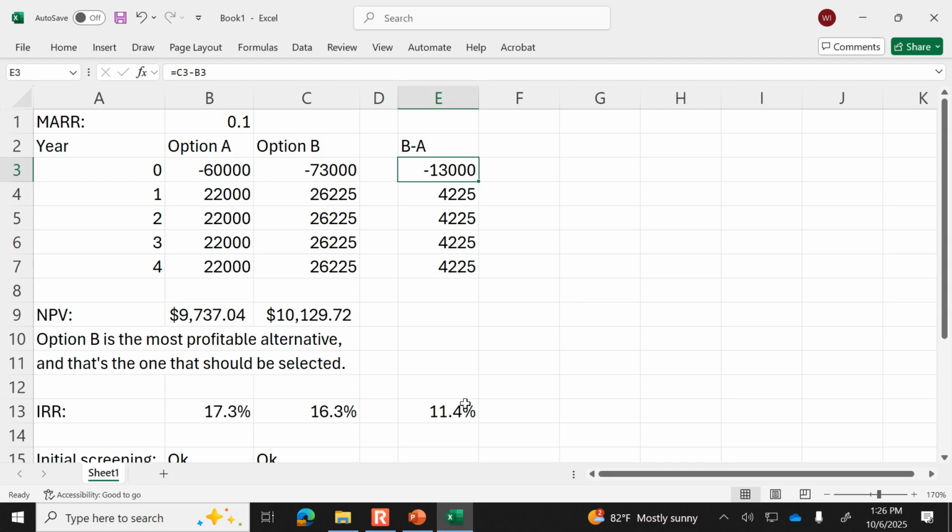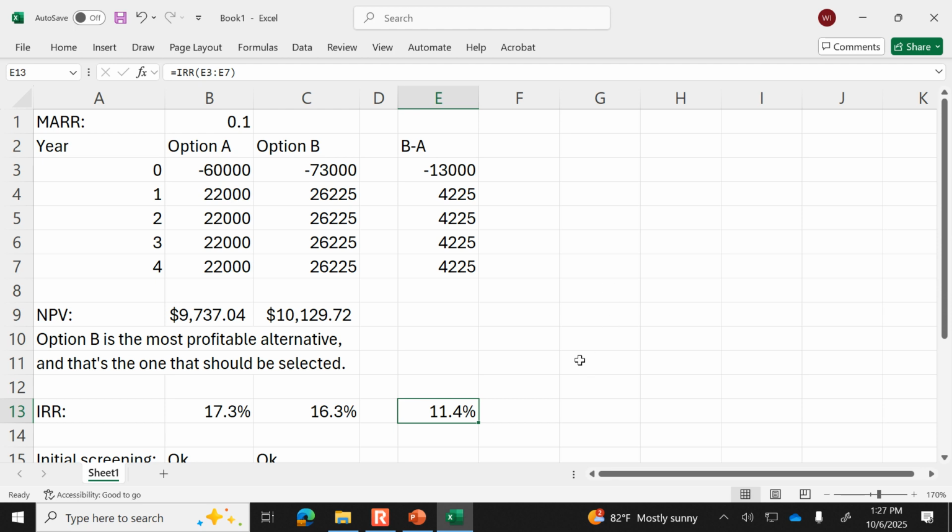It's because that extra $13,000 yields a rate of return of 11.4%, and we're only paying 10% to borrow that money. So the rule is keep borrowing, keep buying the more expensive thing as long as the additional amount is justified compared to the other alternative. Okay, does everybody understand that?